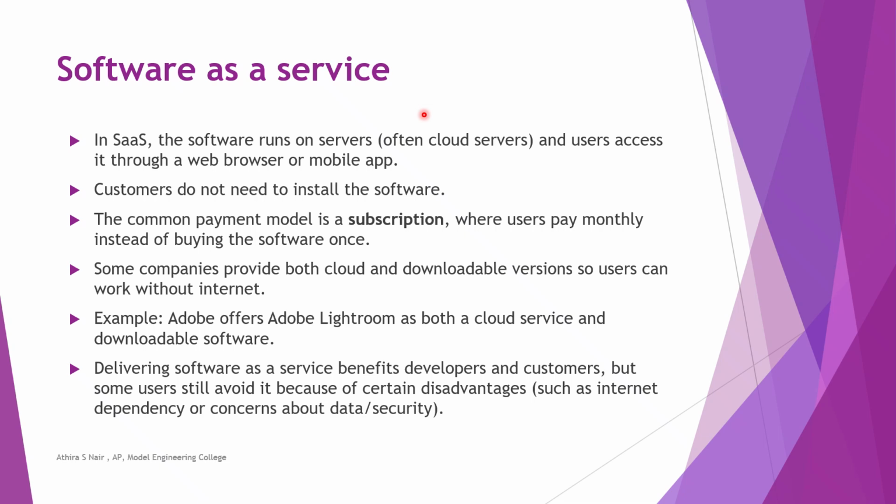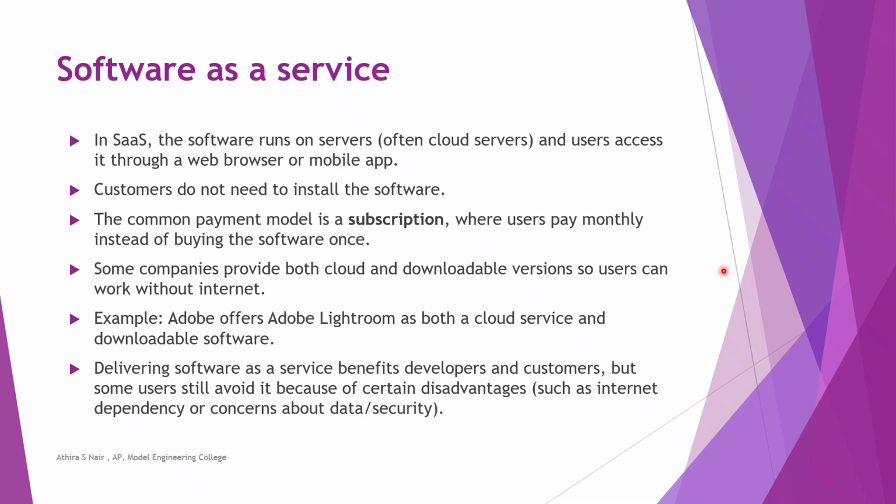Many software products are still delivered in this way, but now software products are also being delivered as a service. If you deliver your software product as a service, you run the software on your server, which you may rent from a cloud provider. So customers don't have to install the software, and they access the remote system through a web browser or dedicated mobile app. The payment model for SaaS is usually a subscription. Users pay a monthly fee to use the software rather than buy it outright.